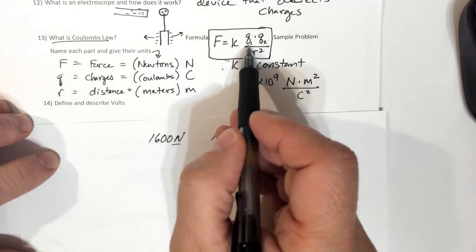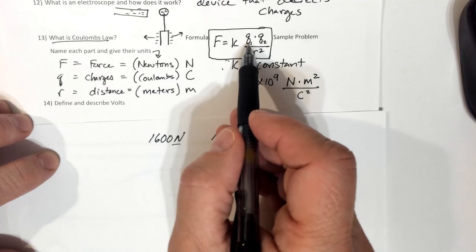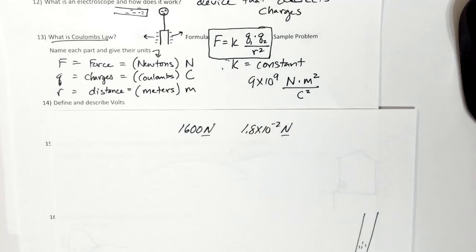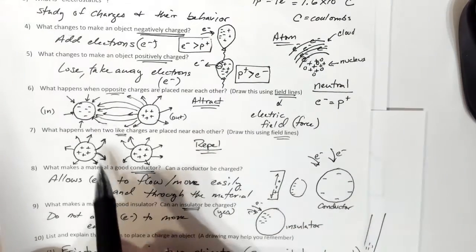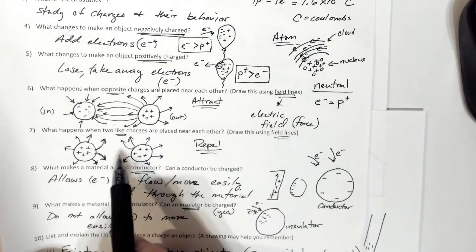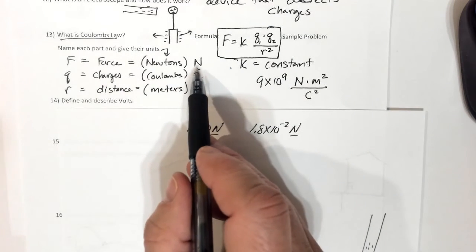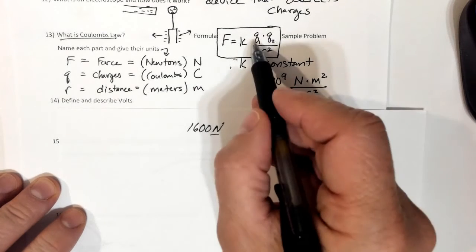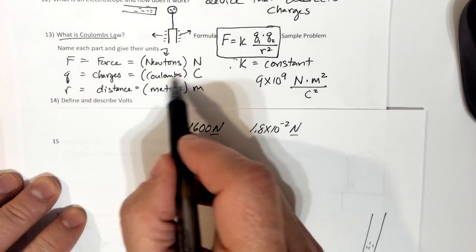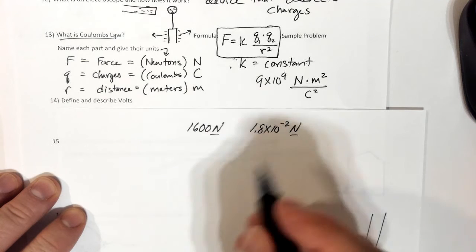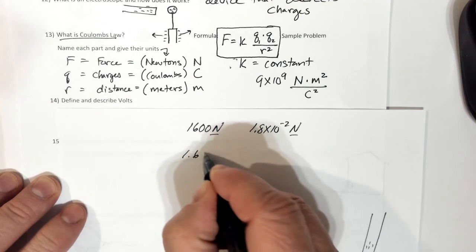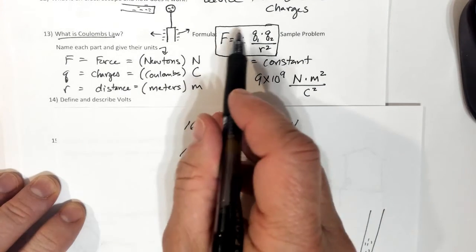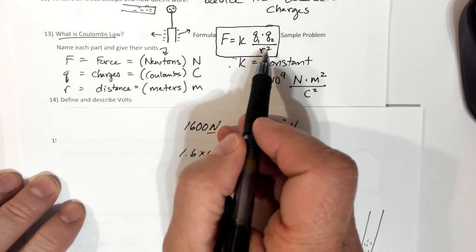Okay? Q's are charges. When you bring charges together, we know that charges either pull or push away on each other, and that's what this force is. Those charges are the ones that create that force, that push or pull. So Q's are charges, and they have numbers with coulombs after them. So if we had a number like 1.6 times 10 to the negative 6 coulombs, that would be a Q number. Okay? And then R is the distance between the charges.